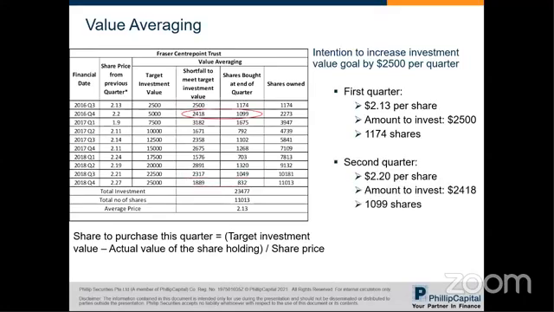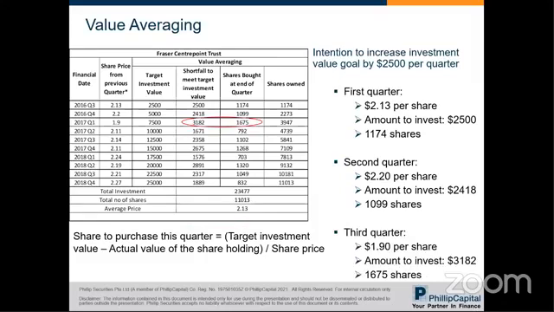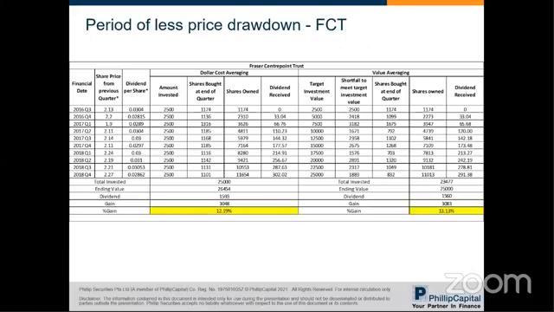Second quarter, because my share price also went up, then to meet this 5,000, I do not need to invest 2,500. I will just need to meet the shortfall of 2,418. Then I'll purchase fewer shares. However, when share price drops, because I'm further away from my target investment value, in this case I need to invest more during this period. So you can see there's a difference, and we do a comparison in the table.